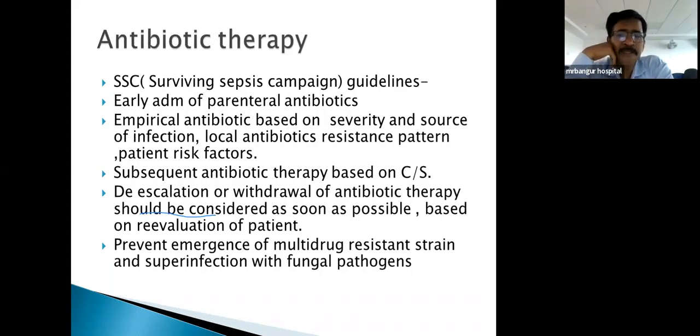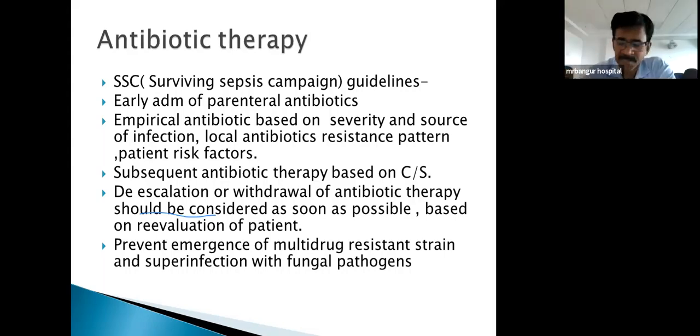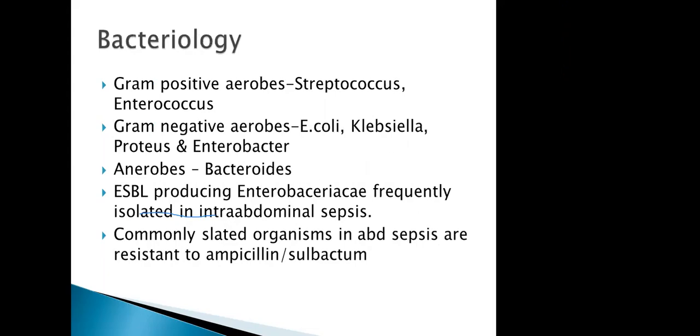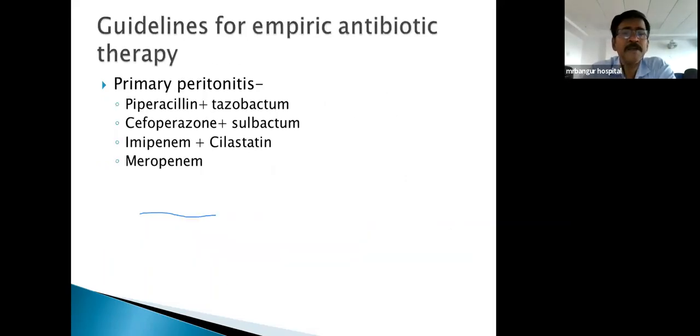So it's recommended that you should start with the empirical antibiotic based on the possible organisms involved in this infection, and subsequent antibiotic therapy should be based on culture sensitivity, and de-escalation or withdrawal of antibiotic therapy should be considered as soon as possible based on re-evaluation of the patient by doing a total count and procalcitonin estimation. And as I already said, this abdominal sepsis secondary to GI perforation can involve all the organisms, which are basically enterobacterial gut organisms.